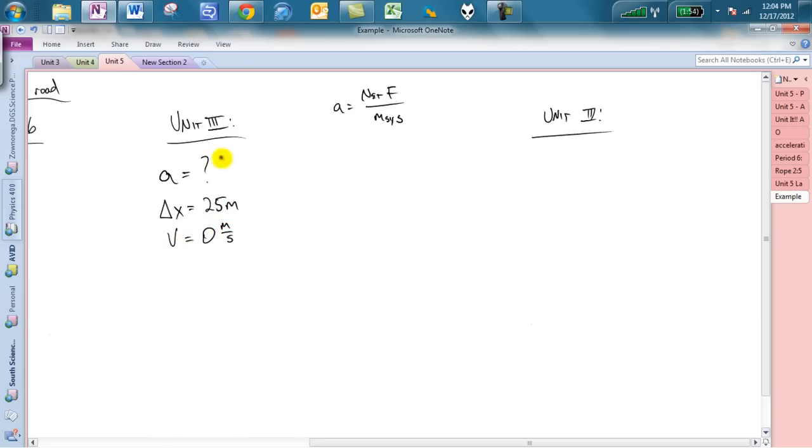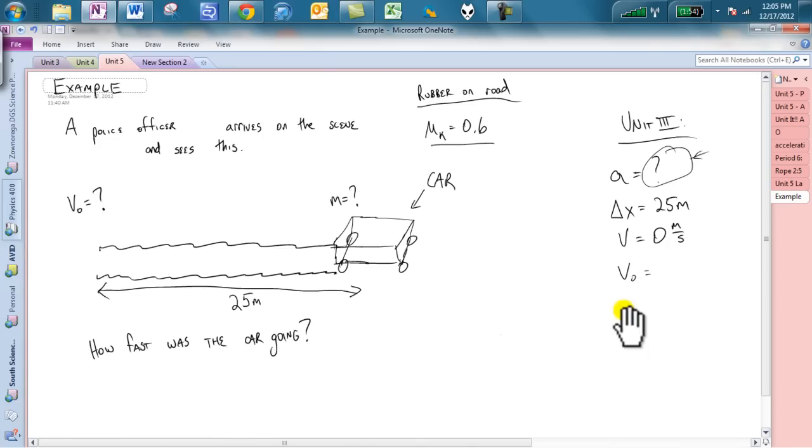So what I'm really looking for is a. If I can get a, I can get the initial velocity. So a is my main target. Notice how I don't have any more information, so I probably have to go into Unit 4. Unit 4 tells me I should probably draw a force diagram for this situation.